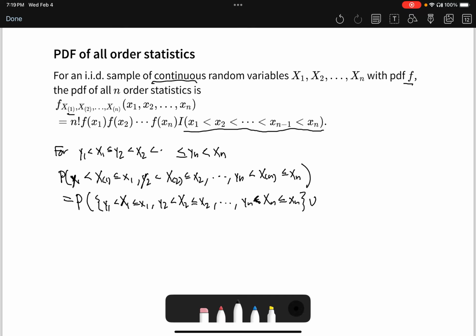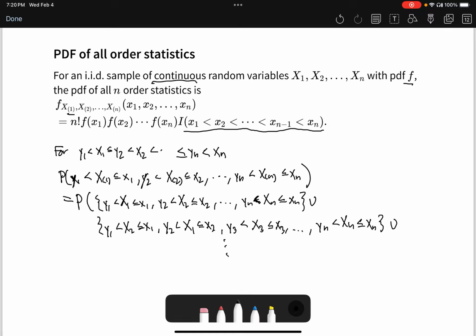Okay, so that's one possible outcome. But we could just as easily have had X2 being between y1 and x1, and X1 being between y2 and x2, and then X3 is still between y3 and x3, and so on. Okay, so that's one possibility. But then we can imagine other possibilities, right? So we can list out a whole bunch of these. And so how many different possible permutations of these X's are there to be between yi and xi? And the answer is there's going to be n factorial permutations.